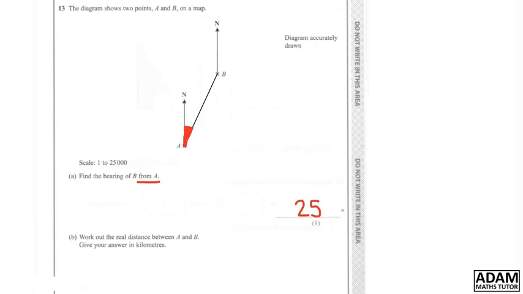Part B, work out the real distance between A and B. Give your answer in kilometres. You'll notice that you were given a scale. The scale tells us how to get from the diagram to real life. So we would need to go from 1 to 25,000, which is the same as timesing by 25,000. Start by measuring the distance from A to B using a ruler, 5 centimetres. Multiply this by 25,000 to work out how many centimetres it would be in real life.